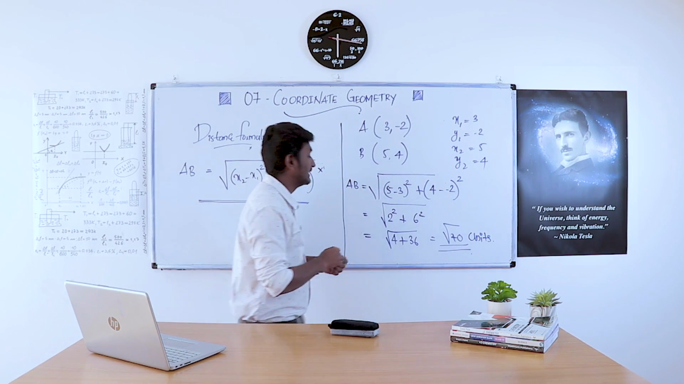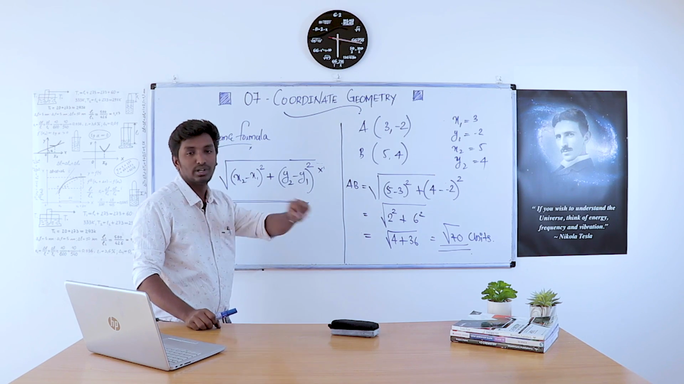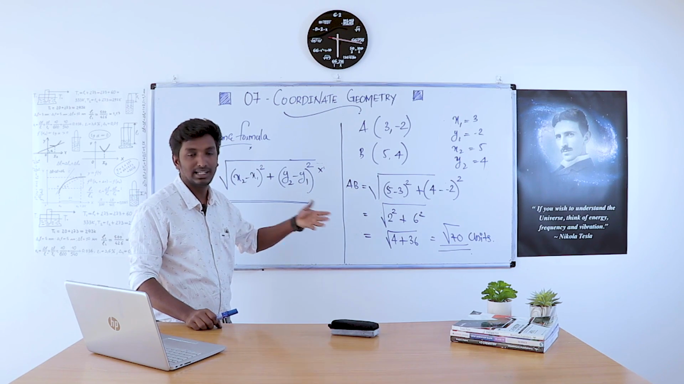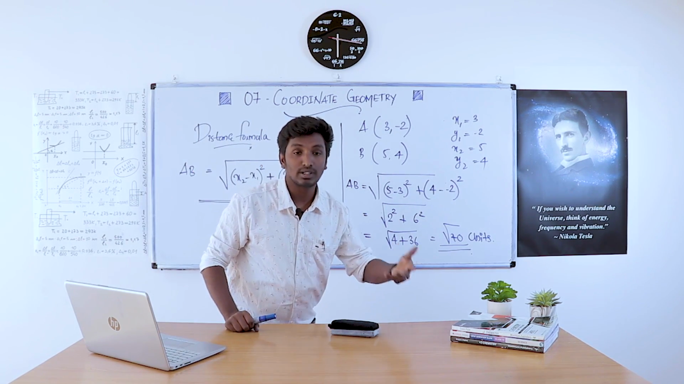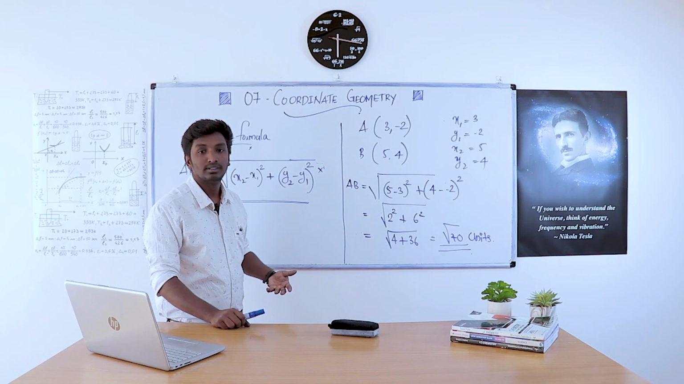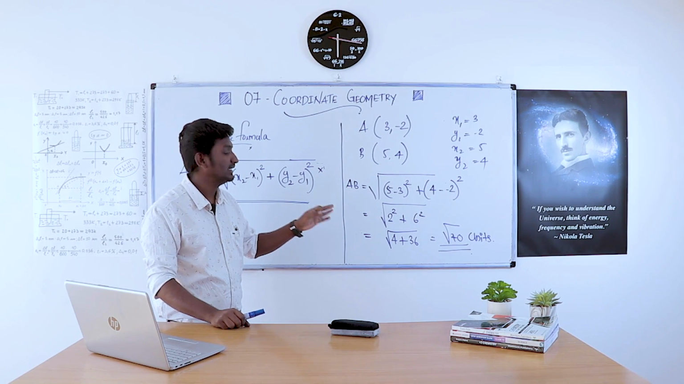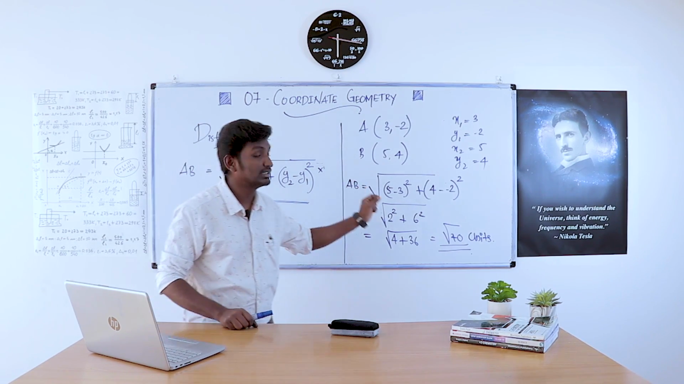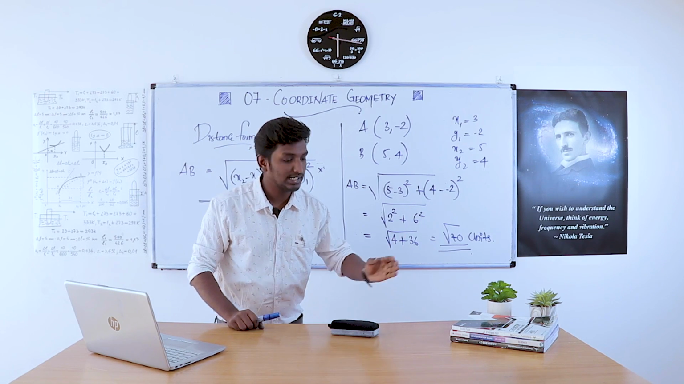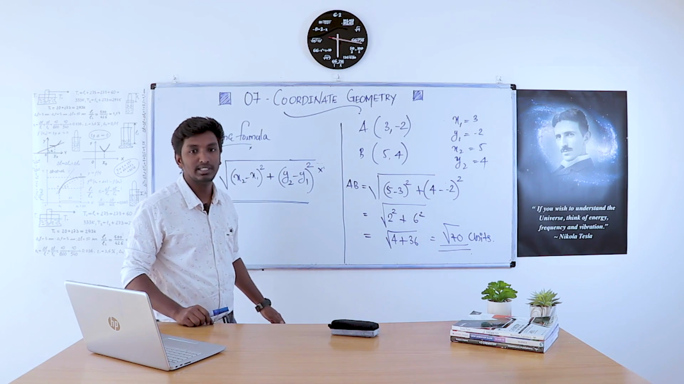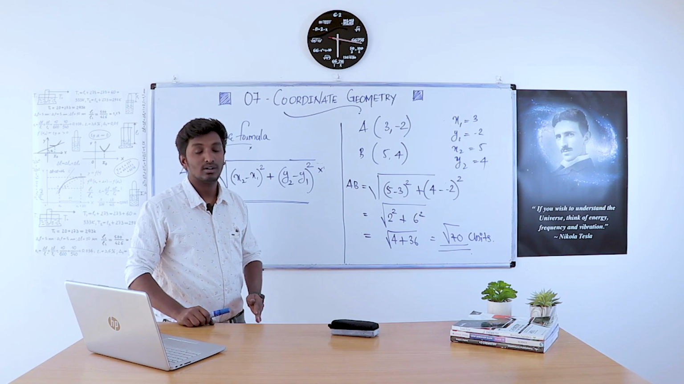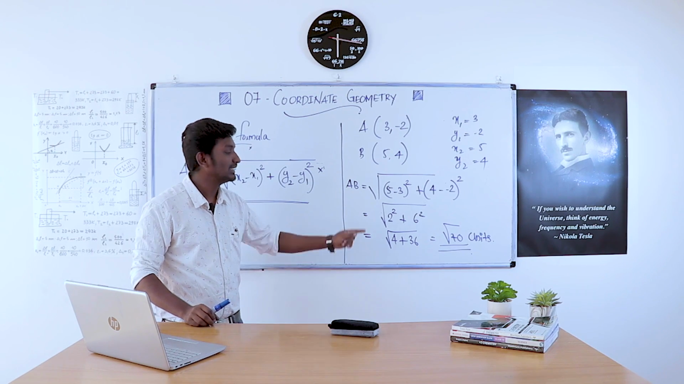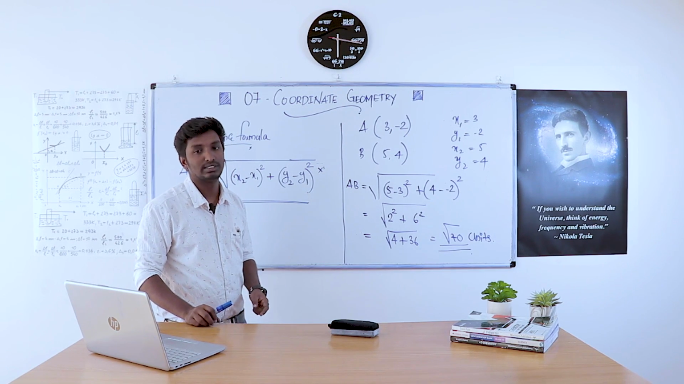Why am I writing it as root 40 units? Because in the coordinate system, if nothing is mentioned in the question that the distance is taken in centimeter or millimeter or kilometer, we cannot say that it is centimeter or millimeter or meter or kilometer. If it is given in the question that all the distances are taken in centimeter, then the answer is root 40 centimeter. If all the distances are in meter, then it is in meter. If nothing is said in the question, then take it as only units, root 40 units.